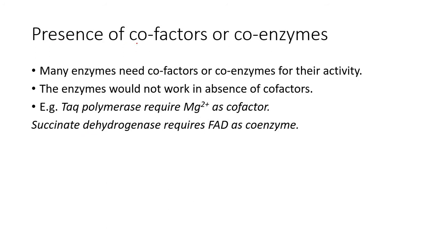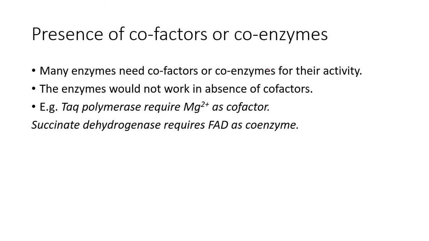Well, now the next factor is the presence of cofactors or coenzymes. Many enzymes need cofactors or coenzymes for their activity. These enzymes will not work in the absence of the cofactors. For example, the Taq polymerase enzyme, which is required in PCR, requires magnesium as a cofactor. If magnesium is absent, Taq polymerase will not work. Similarly, another enzyme of the TCA cycle, called succinate dehydrogenase, requires FAD as a coenzyme. If FAD is removed, then the enzyme will not work.